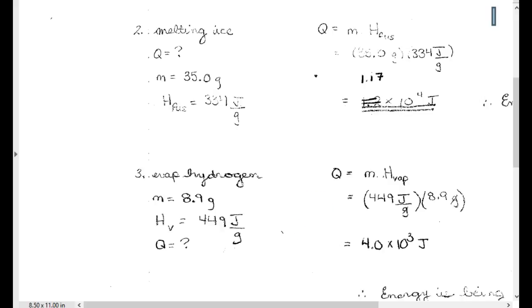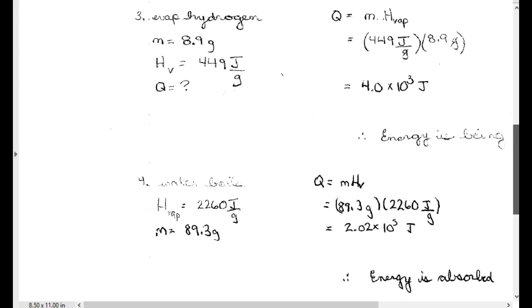Question number 4. Water boils. Boils is just a fancy word for evaporation, which means you're using your HVAP. It also asks you the question, is energy absorbed or released? In this case, it's absorbed, again, because it is a positive Q value. Recognizing terms is really, really vital to make sure that you are adding a negative to your H values if you need. You'll always have to do that.